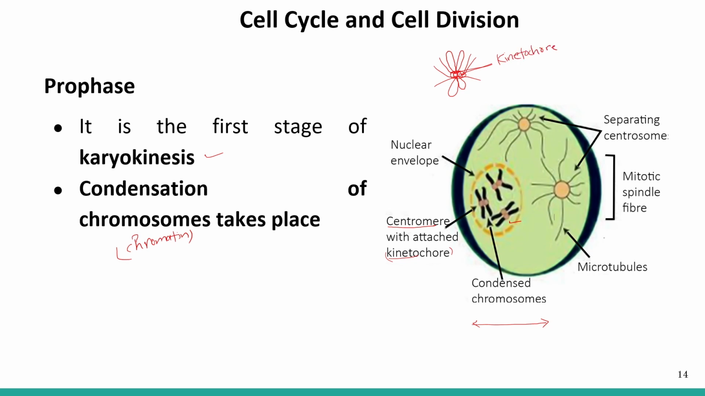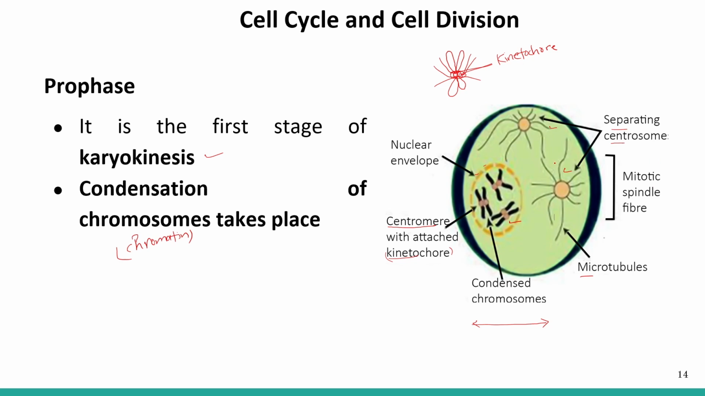Now, these are the microtubules separating the centrosomes. These are the centrosomes, which consist of the centrioles involved in organizing microtubules. The nuclear envelope, you can see here, is disappearing.